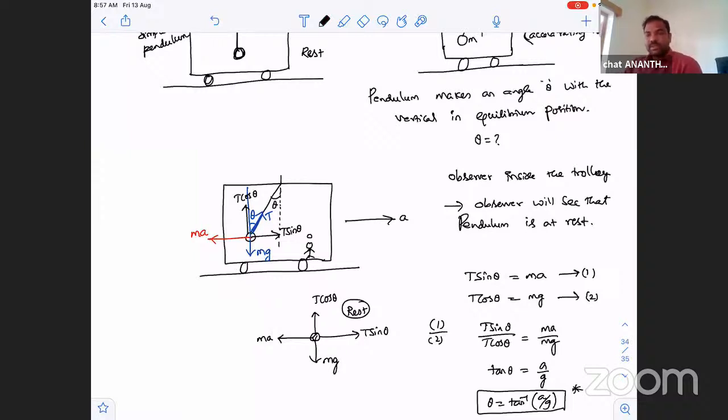The same thing you can try from the ground frame also. But if you see from the ground frame, the trolley is accelerating, so the pendulum also will accelerate because the pendulum is inside the trolley. That's all.